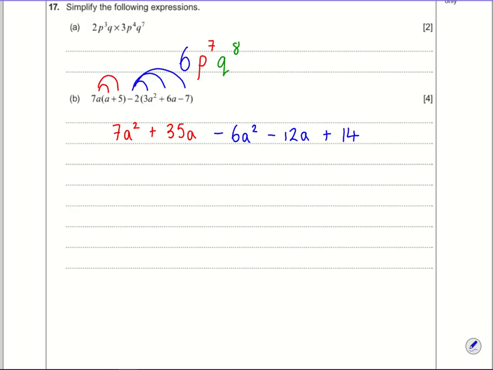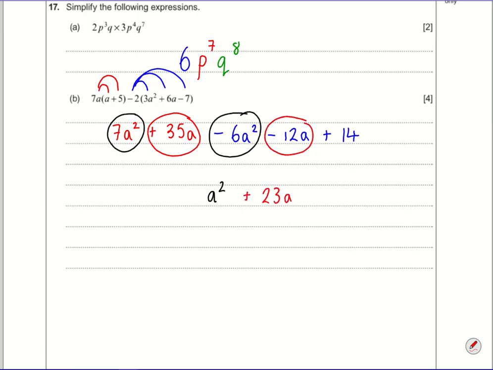If we put our a squareds together then, we've got 7a squared there, take away 6a squared, that leaves us with 1a squared. You can put the 1 in if you want to. Then if we do our a's, so we've got 35a there, and we're taking away 12a, so that gives us 23a, and numbers is just the 14 all on its own, so plus 14, and that's 4 marks, okay? So even if you just did the expanding, you're going to get a couple of marks here without doing the tidying up, okay? Nearly done.